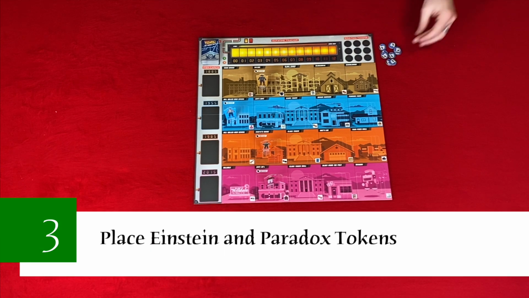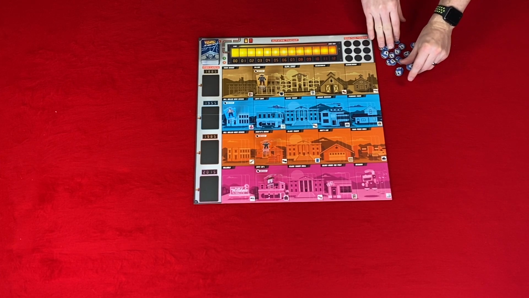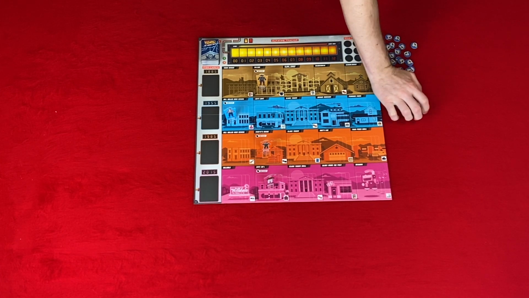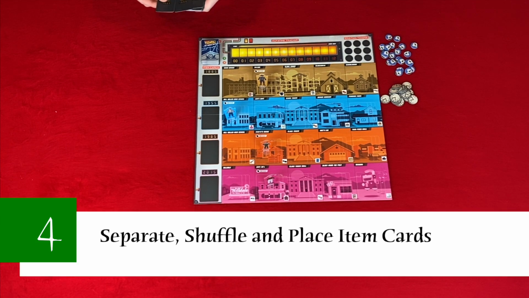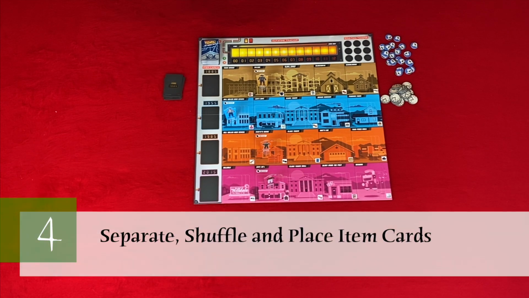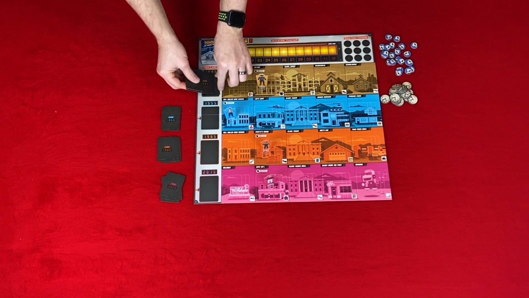Step 3, place tokens. You will shuffle and place the Einstein tokens next to the main board with the Einstein side up. And then next to the Einstein tokens, you will place your paradox tokens. Step 4, separate, shuffle, and place item cards. Separate the item cards by year, and then shuffle each stack and choose a number from each stack based on the difficulty, 2 through 5.